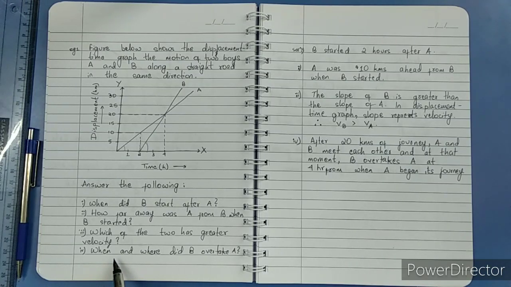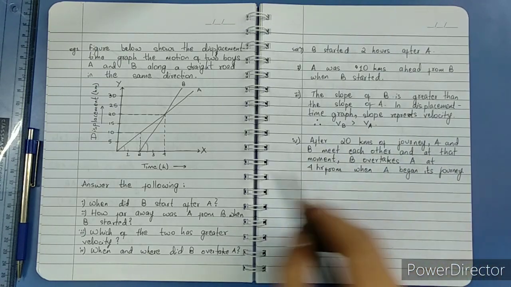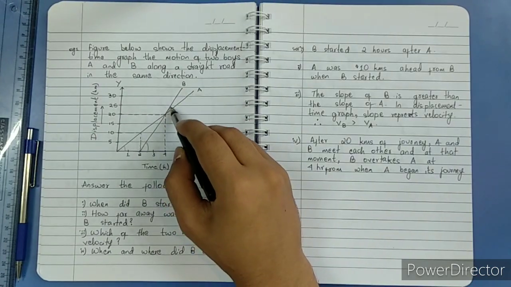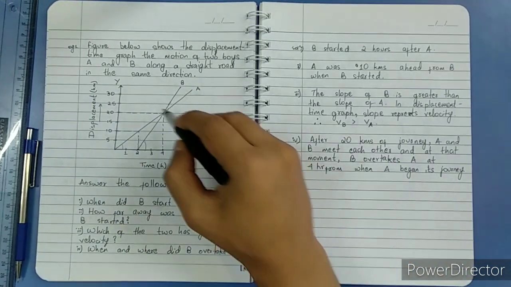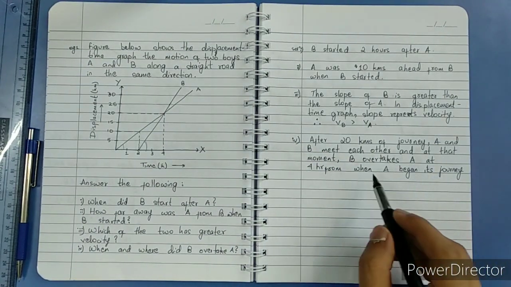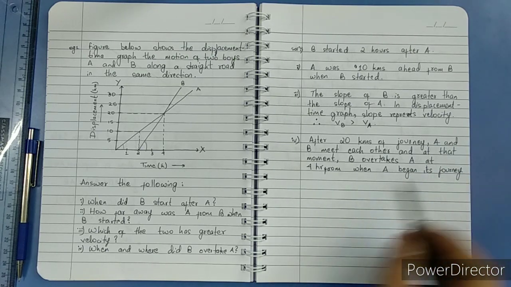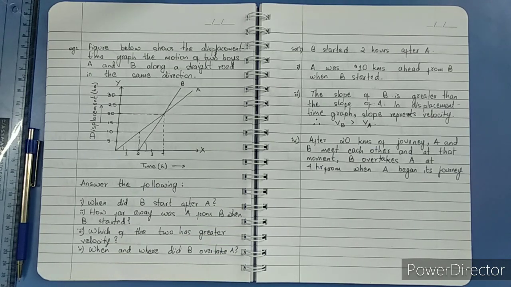So this is our solution for 4. When and where. Where is after 20 kilometers of journey, A and B meet each other, and at that moment B is overtaking A, because B is covering say 25 kilometers over here, but A is covering only around 22-23 kilometers over here. Hence B has overtaken A, and B overtakes A at 4 hours from when A began its journey. That is our solution for when. This is how we study displacement time graph. This is our first example. We'll proceed on to the next example.